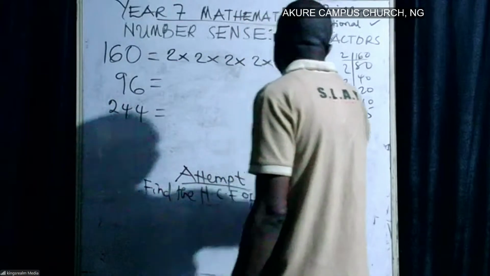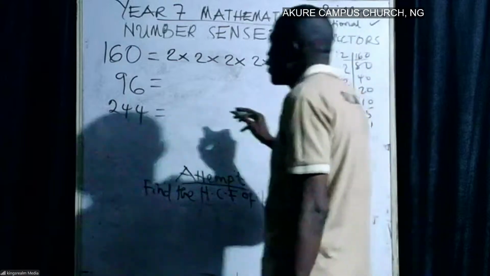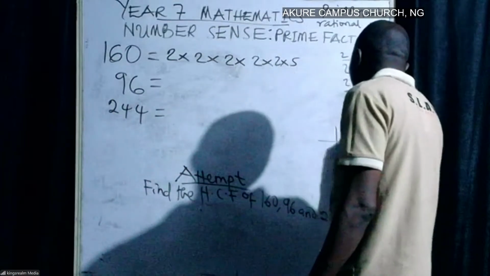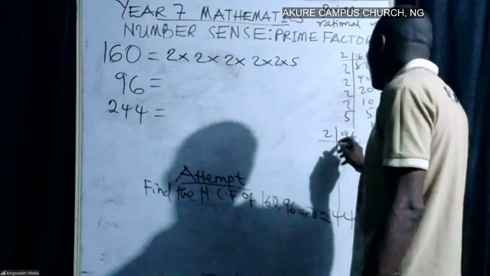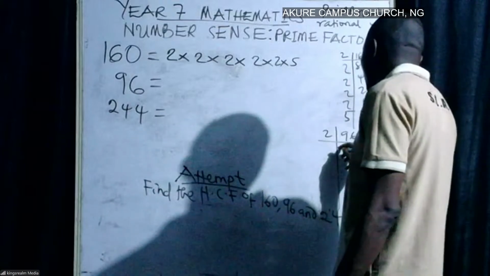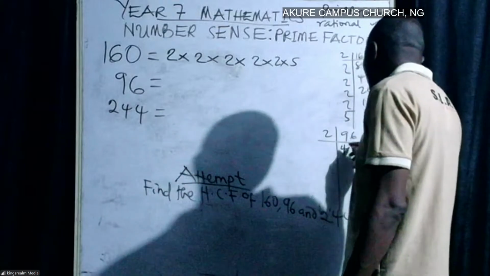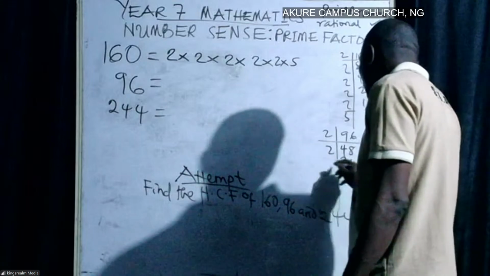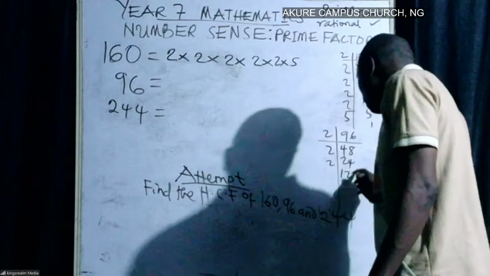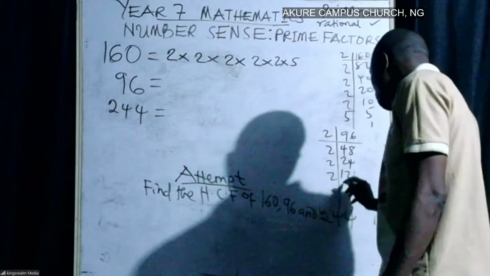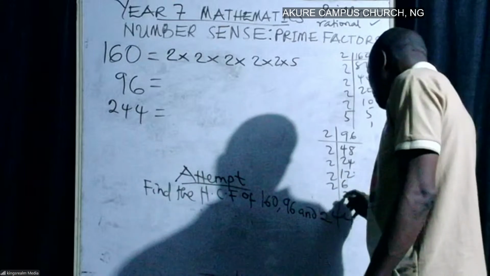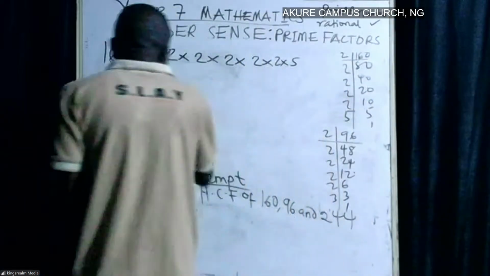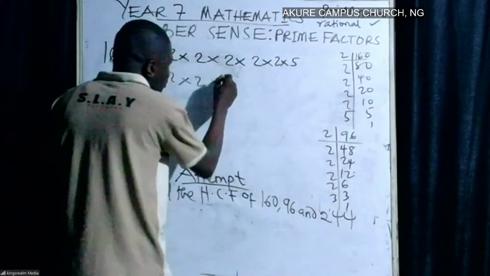Then for 96, 2 in 9 gives us 4, remainder 1. 2 in 16, 8. 2 in 48, 24. 2 in 24 gives us 12. 2 in 12, 6. 2 in 6, 3. 3 in 3, 1. So this is going to be 2 times 2 times 3.